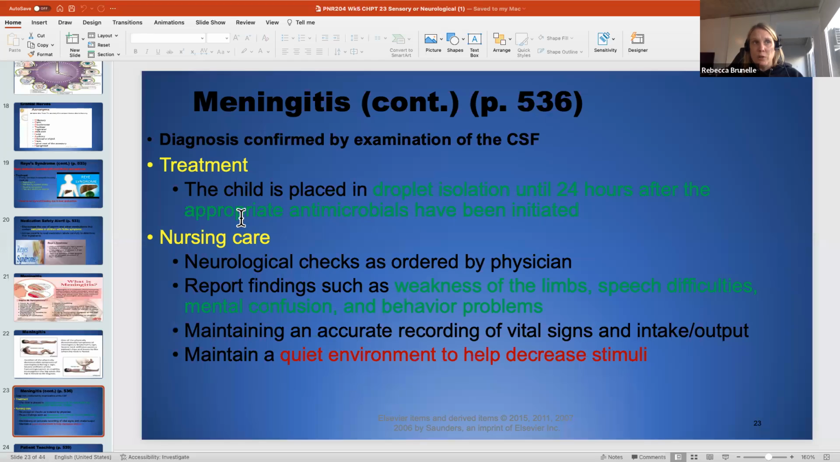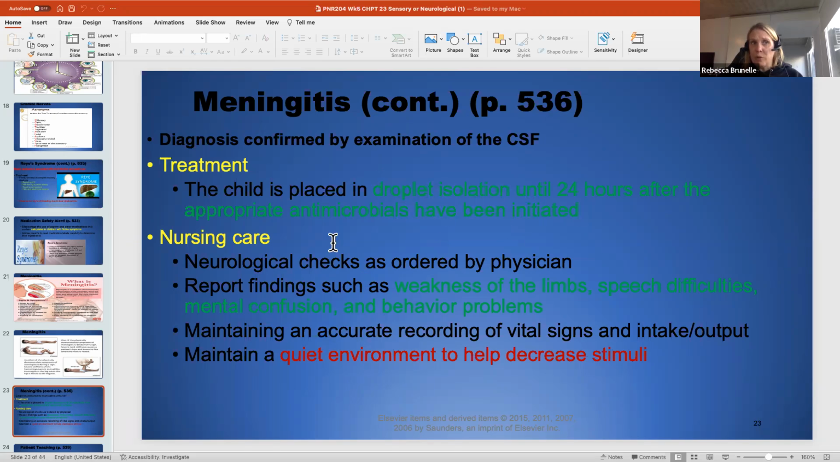So if you're a nurse and you're caring for a child that has meningitis, you need to be thinking about things that you're going to be doing. They're going to be in droplet isolation until they have identified the appropriate antimicrobials. They've got their cultures back from their CSF, blood and urine, whatever cultures they sent, and they're on appropriate antibiotics.